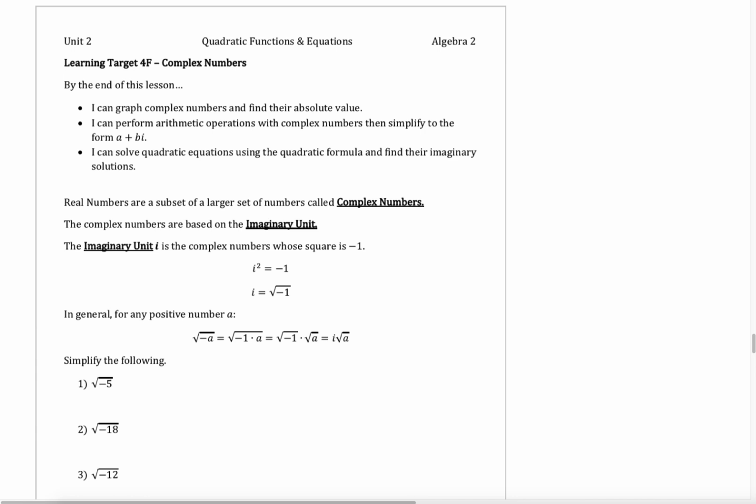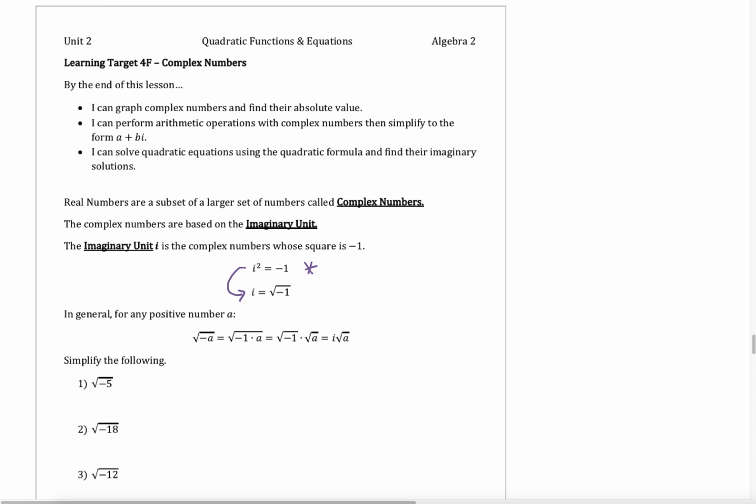So let's start talking about what complex numbers are and what this i in imaginary solutions that we're talking about. Real numbers, which we've been talking about all along, are actually a subset of a larger set of numbers called the complex numbers. And the complex numbers are based off of the imaginary unit, and the imaginary unit i is the complex number whose square is equal to -1. So what that means is that i squared is equal to -1. What that tells us more importantly is that i itself then is equal to the square root of -1.